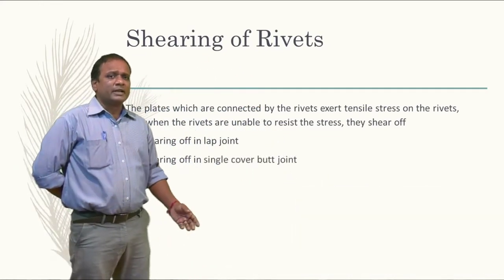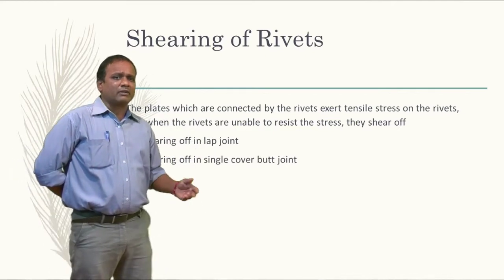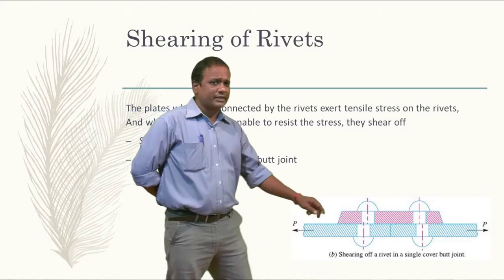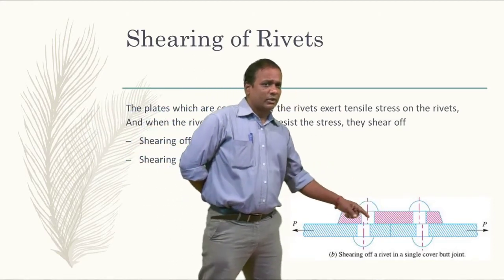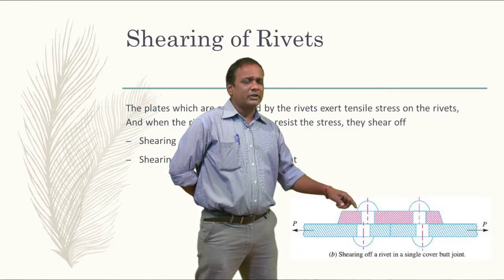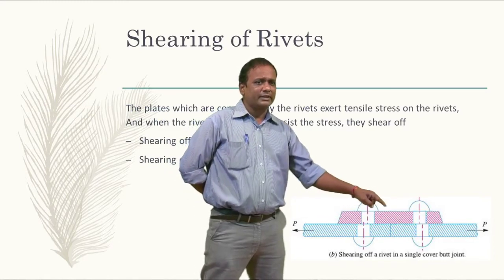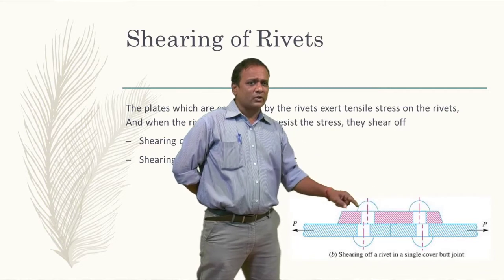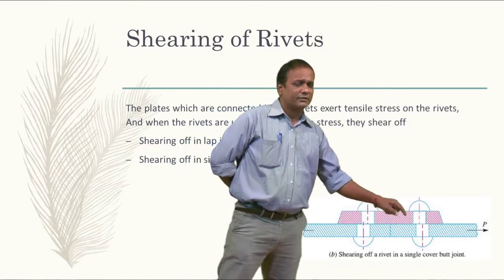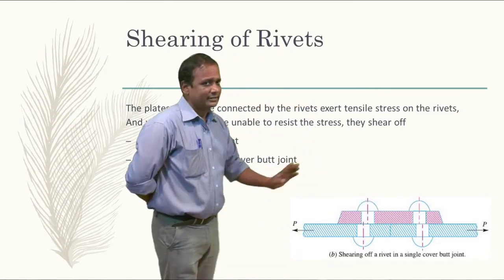In a similar way, take a single cover butt joint. You can see I have two plates here and then here, and a single cover plate. In order to hold this, I have two rivets. The two rivets have undergone a single shear, again at one side, a single shear here and here. Therefore the rivet has undergone a single shear in this case again.